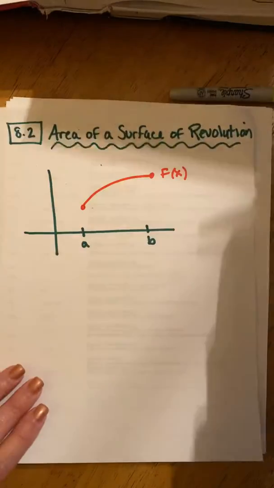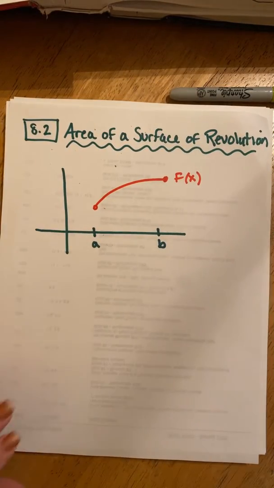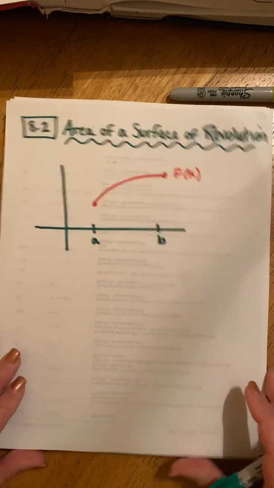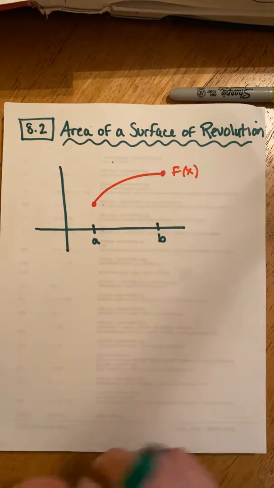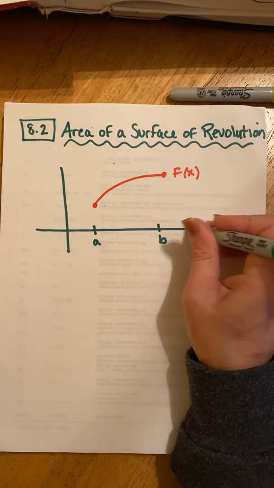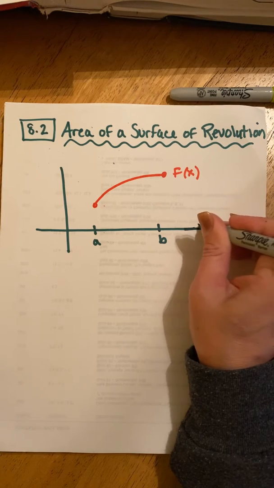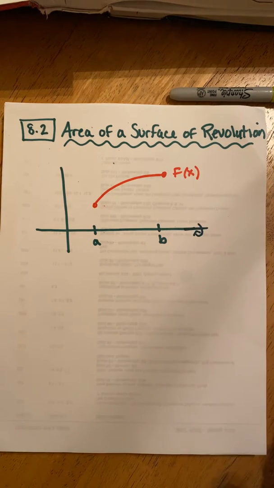Today we're going to talk about the area of a surface of revolution. Let's think back to the stuff we talked about in chapter 6. We have a function defined on a closed interval a, b. We're going to rotate it. And for the sake of this section, we either stick around the x-axis or the y-axis, so we're not doing anything too funky.